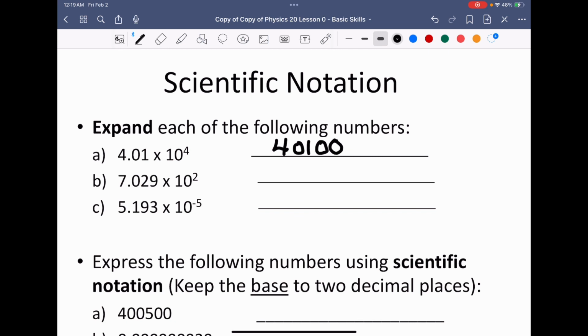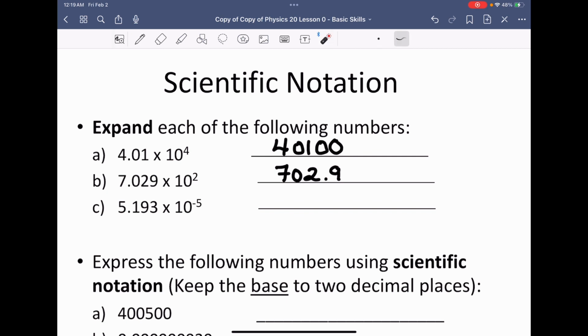That should be my number: 40,100. Now, again, we see a positive exponent, to the power of 2. In this case, it's only going to move 2 spots to the right, but it is still moving to the right because it's positive. So I'm going to make this number 702.9. And we can make this 90,000 if we really wanted to. They didn't give us a restriction on the number. I'm just keeping it to 4 because that's how the number was originally.